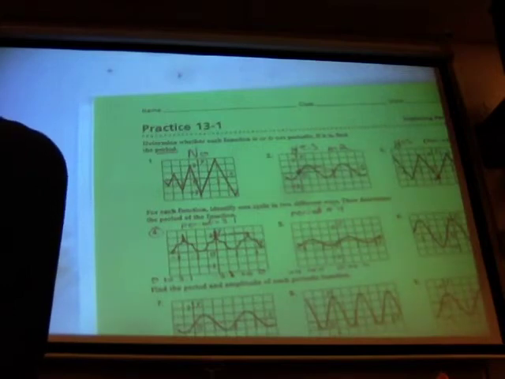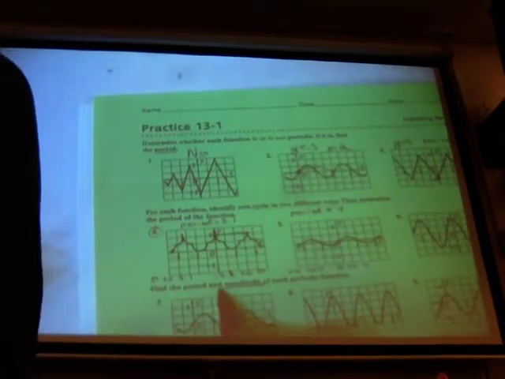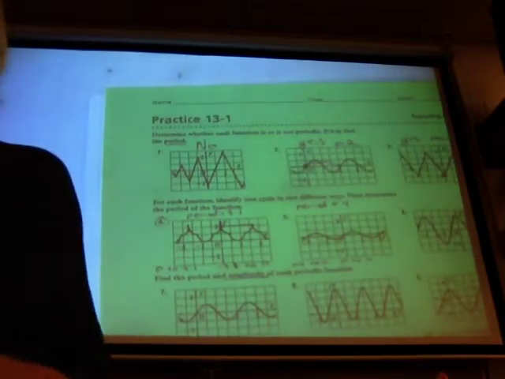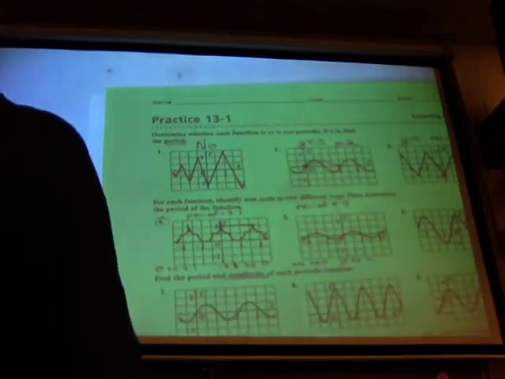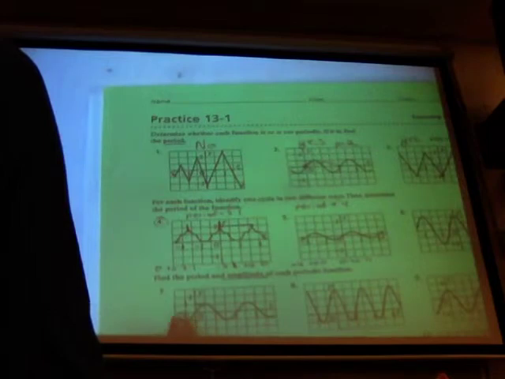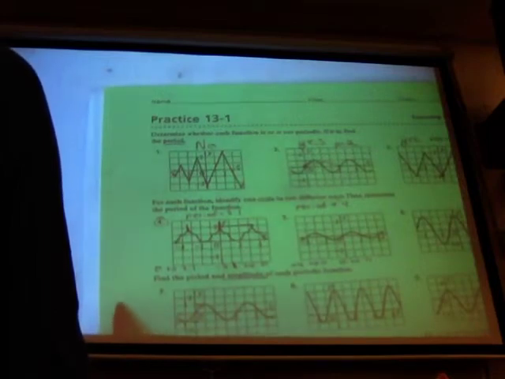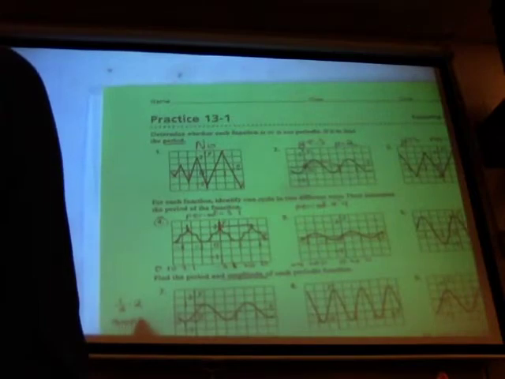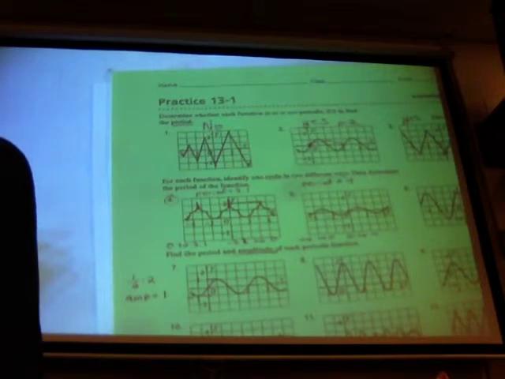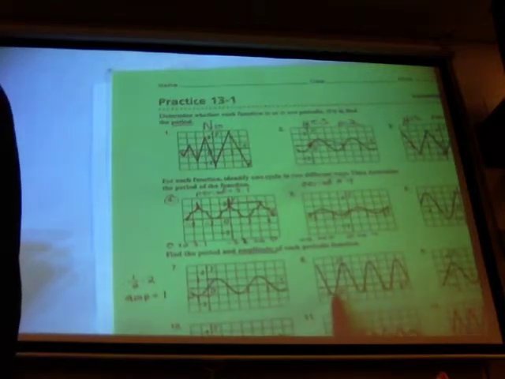The last thing is the amplitude. The amplitude is half the height, or half the distance from the maximum point to the minimum point. So here my maximum point is 1. My minimum point is negative 1. The distance is 2, so it's 1/2 times 2. So the amplitude is 1. Does that make sense? If you look at this one, what would be the amplitude of number 8?